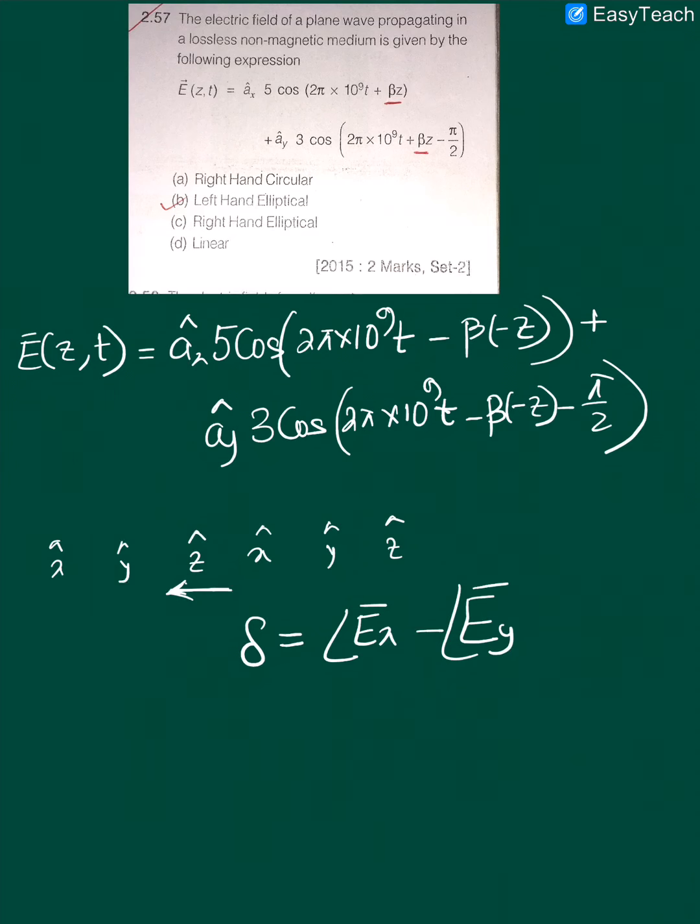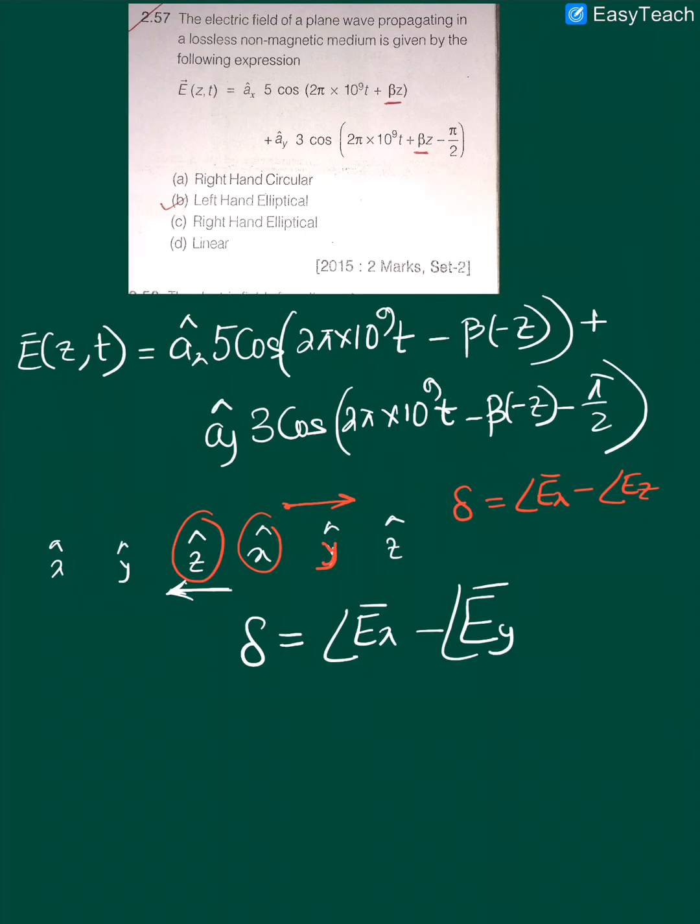Okay, to understand the concept a little bit more, let us assume that the electromagnetic wave is going in the positive y direction. Suppose, so we have to consider the arrow like this way, positive y direction. So at the bottom of this particular arrow, the first component is x and the second component is z. Okay, so you need to consider delta as angle of Ex minus angle of Ez. Okay, so let us come back to our point.